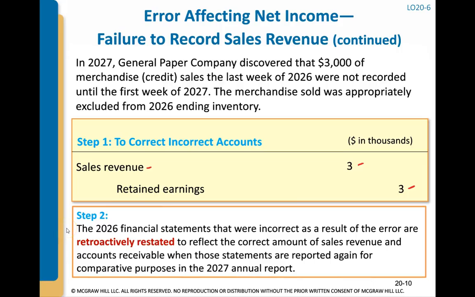Now, in 2027, when this error was discovered and corrected, then when we do the financial statements and show the 2026 financial statements next to the 2027, those 2026 financial statements are incorrect, right? And they have to be retroactively restated to reflect the correct amount of sales revenue and accounts receivable when those statements are reported again for the 2027 10-K.